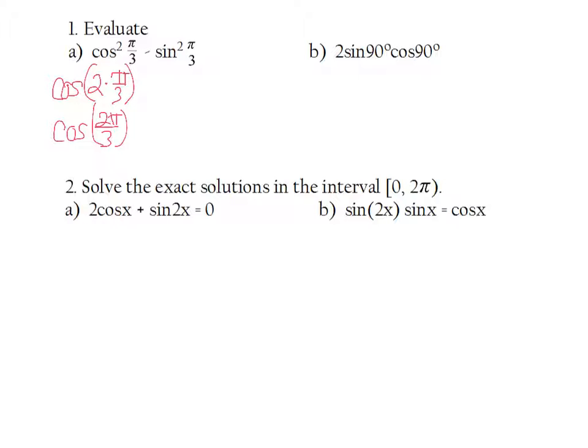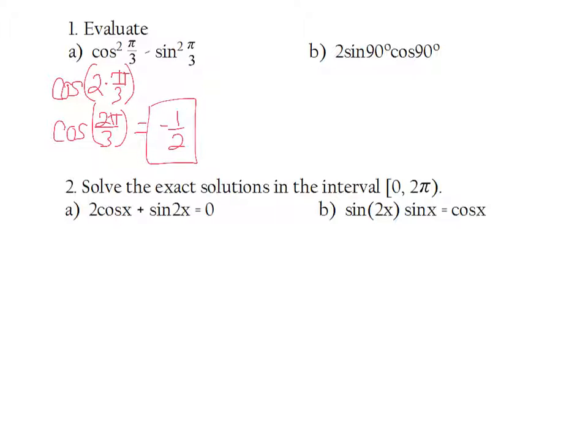When they ask me to evaluate this, I'm not going to worry about having to figure out what the cosine of pi over 3 is and then squaring it and then doing it over here and then subtracting. I'm going to look at this and say, oh, that's just a double angle identity. I really just need to find the cosine of 2 pi over 3, and that's what it will be equal to. The cosine of 2 pi over 3, I was stalling there, did you remember? -1/2. And that's what you evaluate it to.